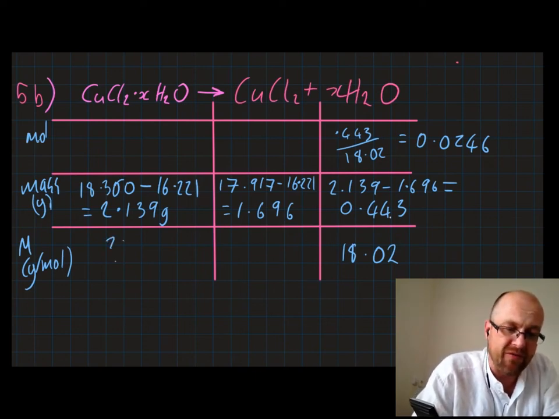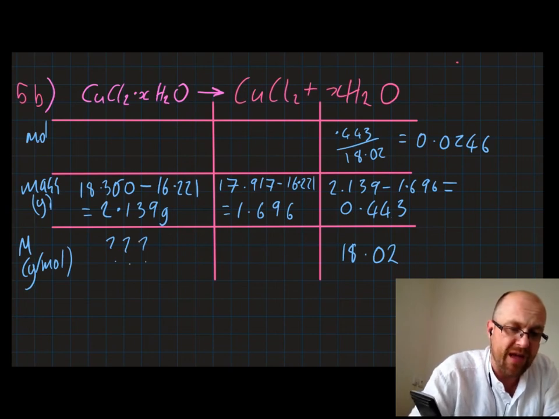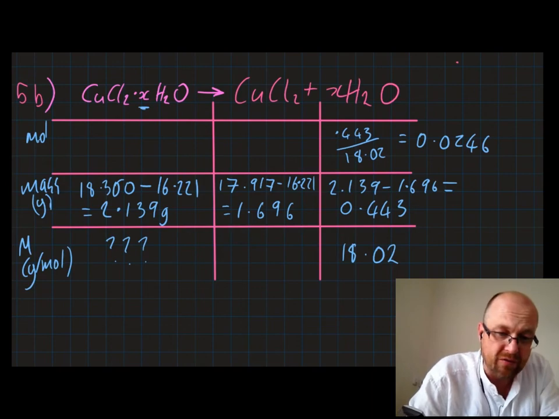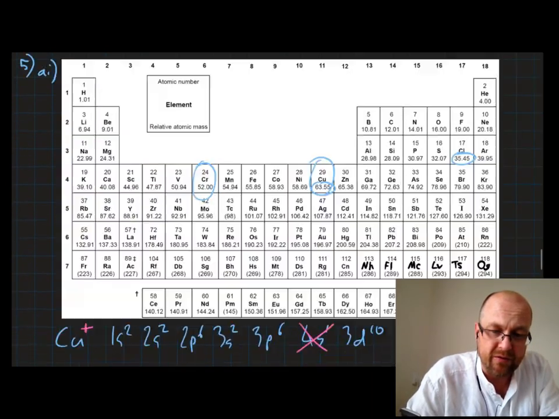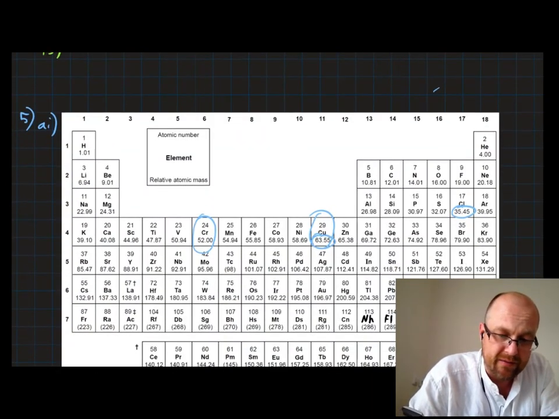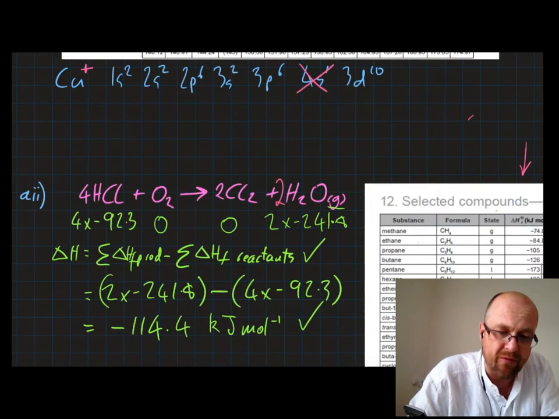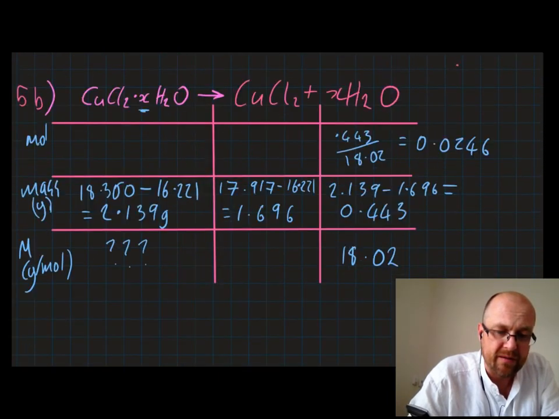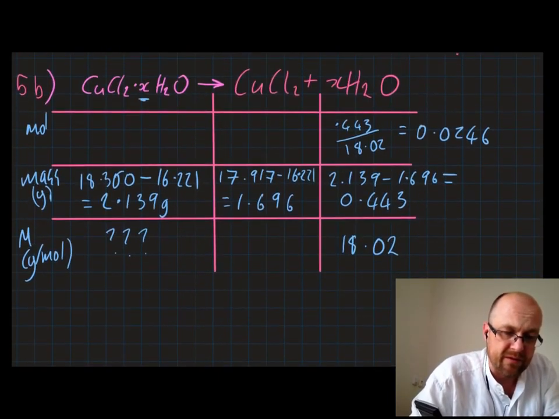People attempted to fill that box in. You don't know the value of that because you don't know the value of X. So you can't fill in the molar mass. We can do copper chloride though. So copper is 63.5 and chlorine's 35.45.